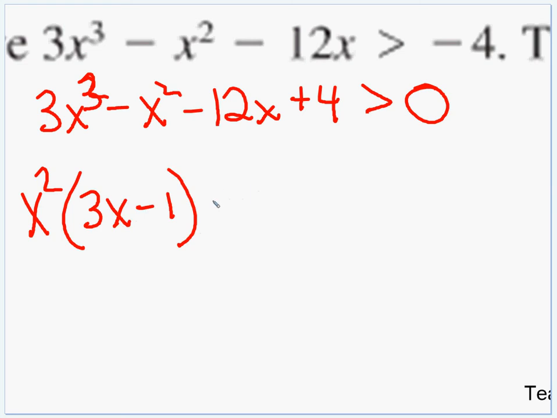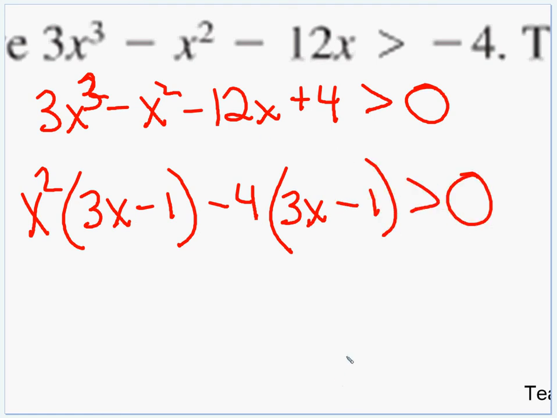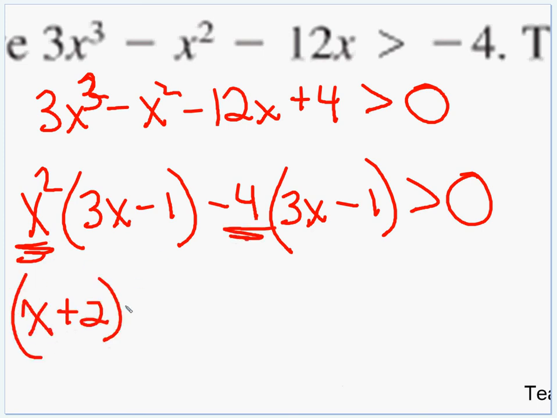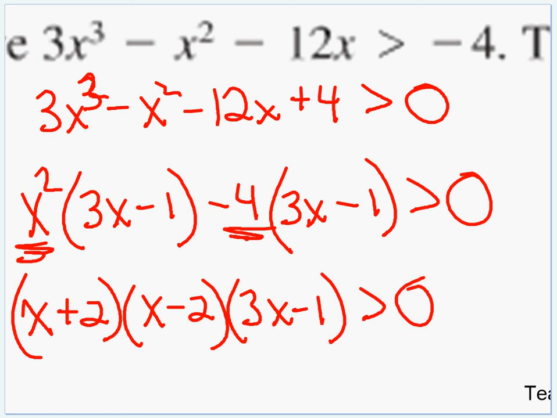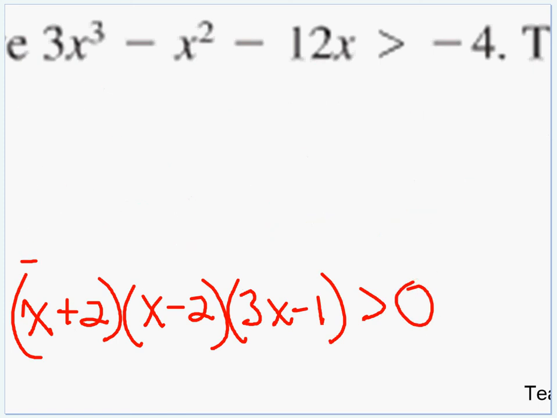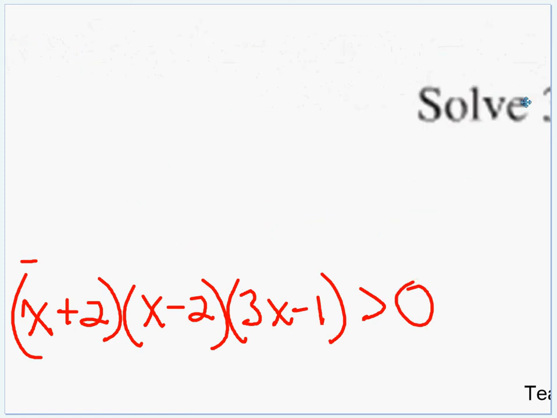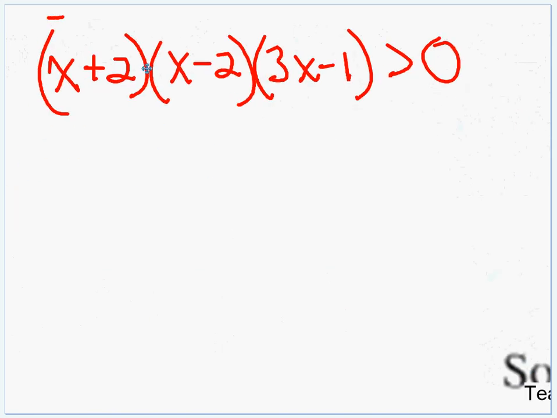And here if we factor out a negative 4, that will switch to a positive 3x and then a minus 1 greater than 0. So we're going to have an x squared minus 4, and x squared minus 4 is going to be an x plus 2 and an x minus 2. And then we have our 3x minus 1.